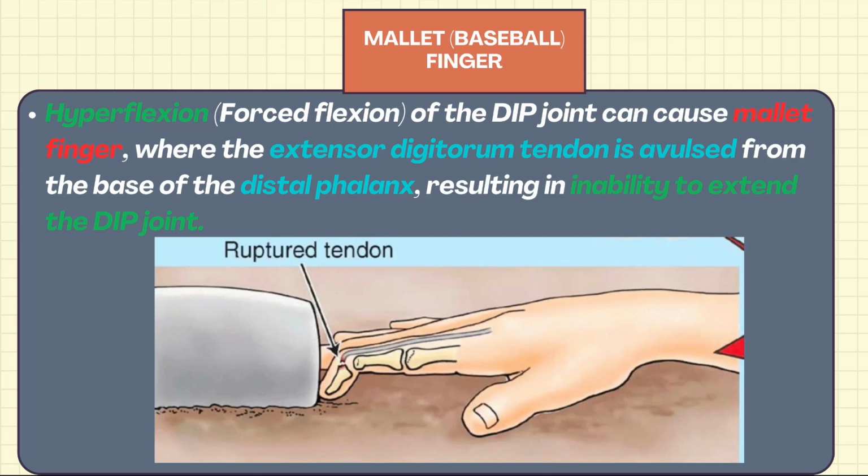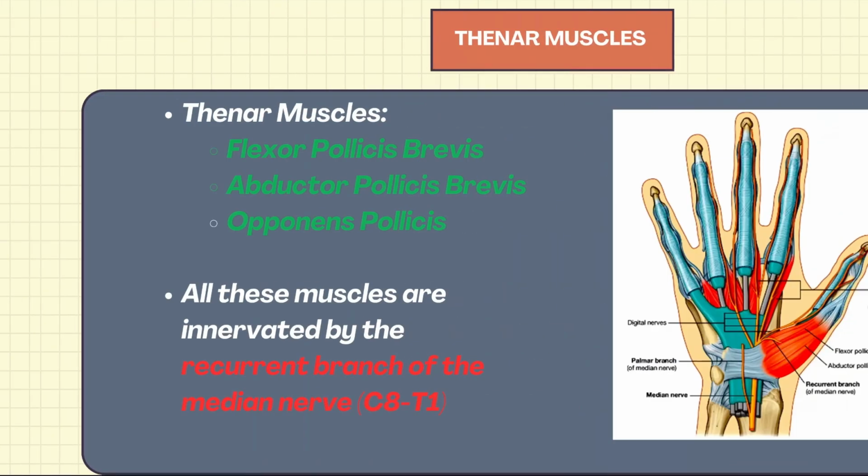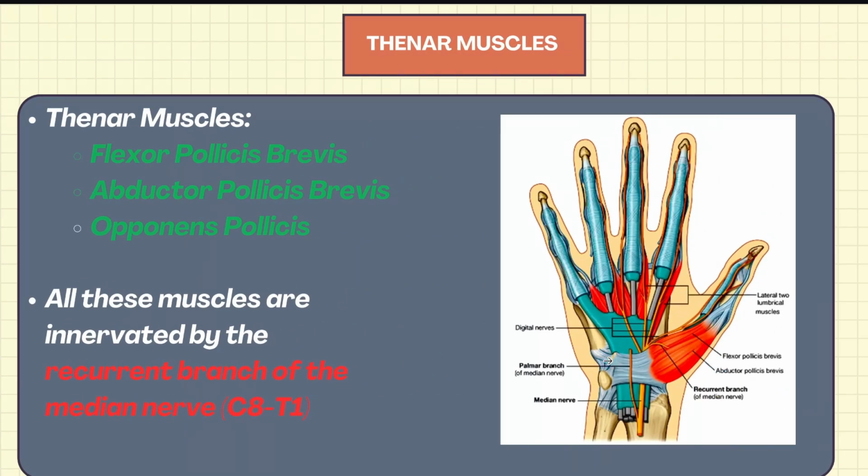Now, before we talk about the muscles, I want to mention an important clinical case, which is called the mallet finger. This mallet finger happens from a forced flexion of the distal interphalangeal joint. Once you have this forced flexion, it's going to rip your extensor digitorum tendon, which is going to end up with your finger looking like a mallet. That's why it's called a mallet finger. And obviously, once your extensor digitorum tendon is ruptured, it's going to cause the inability to extend your DIP joints.